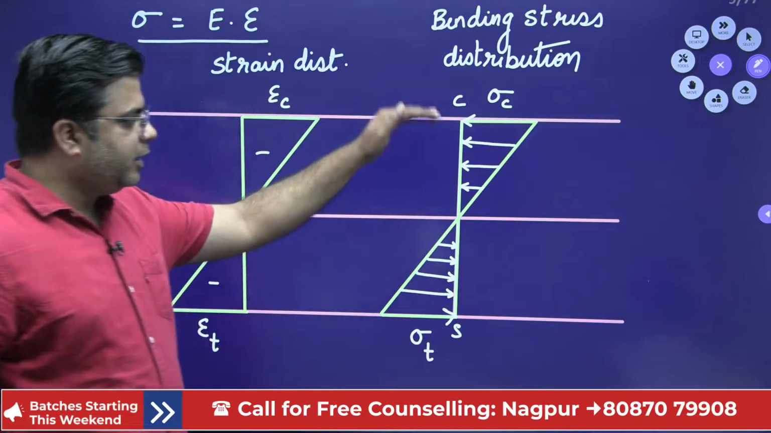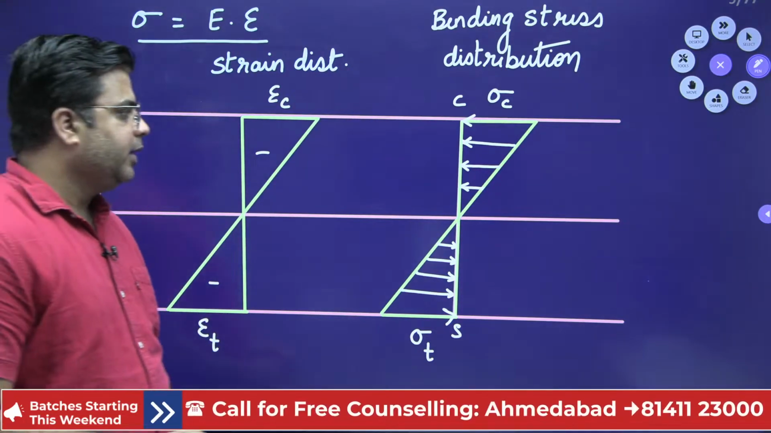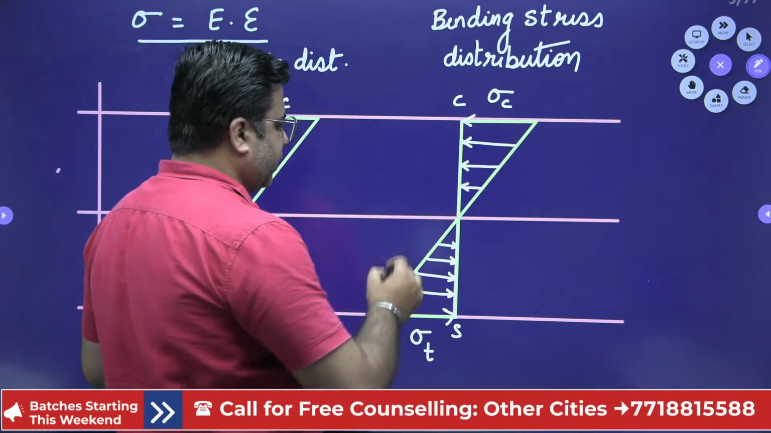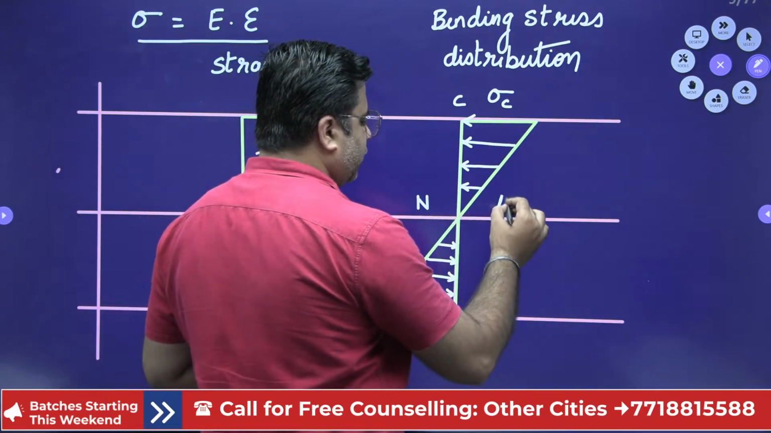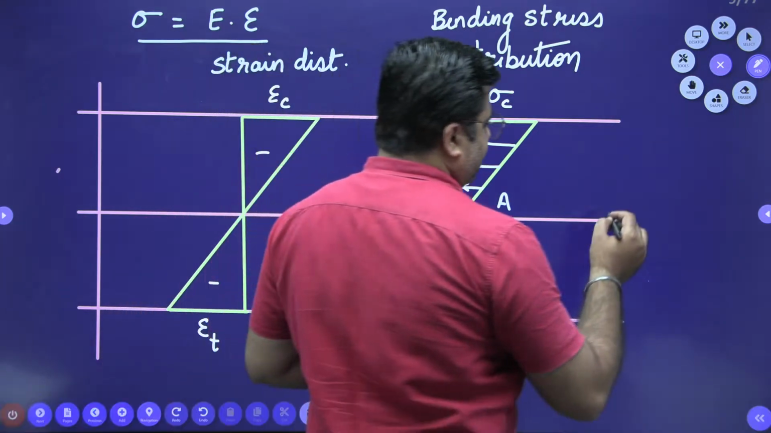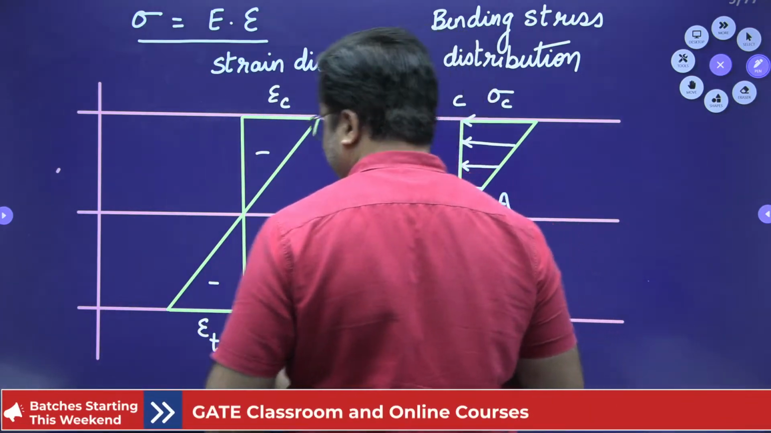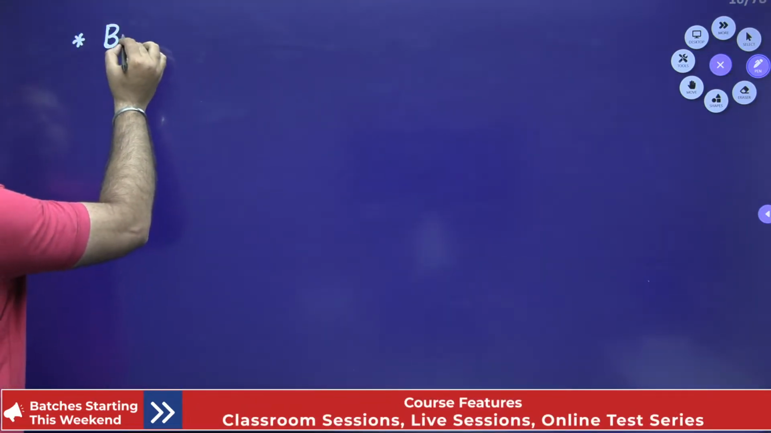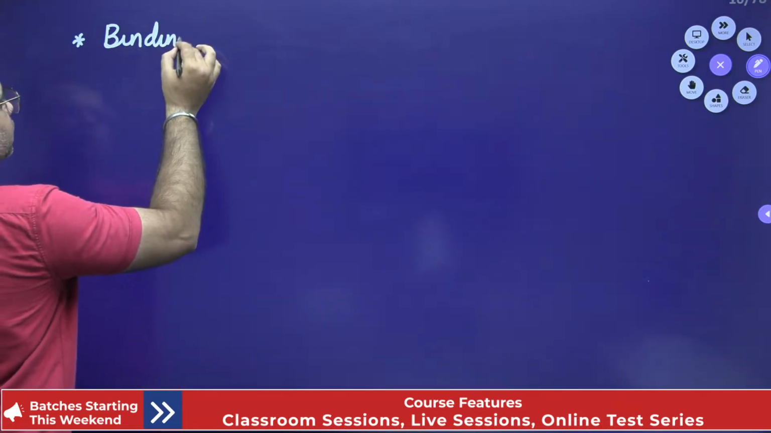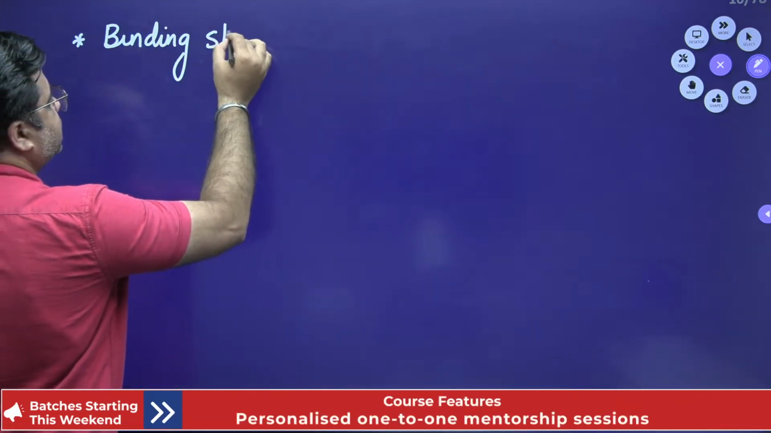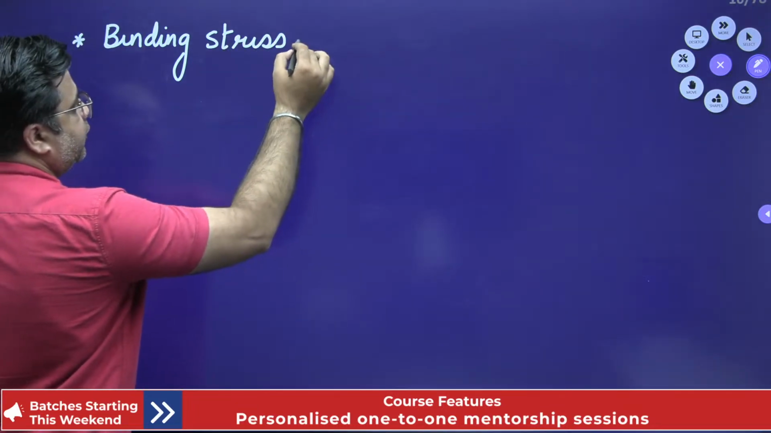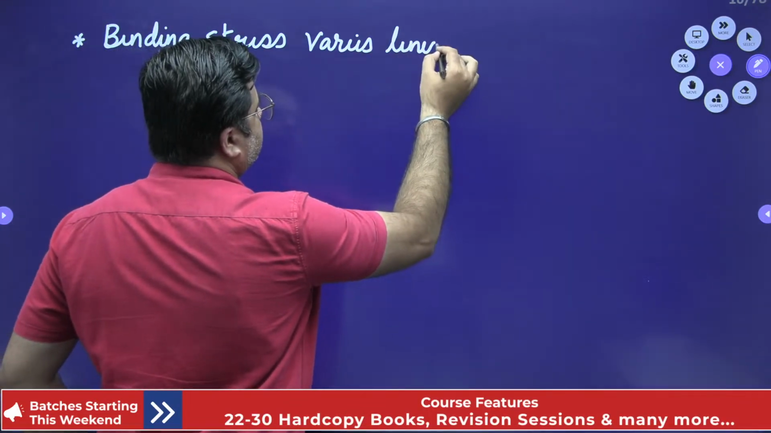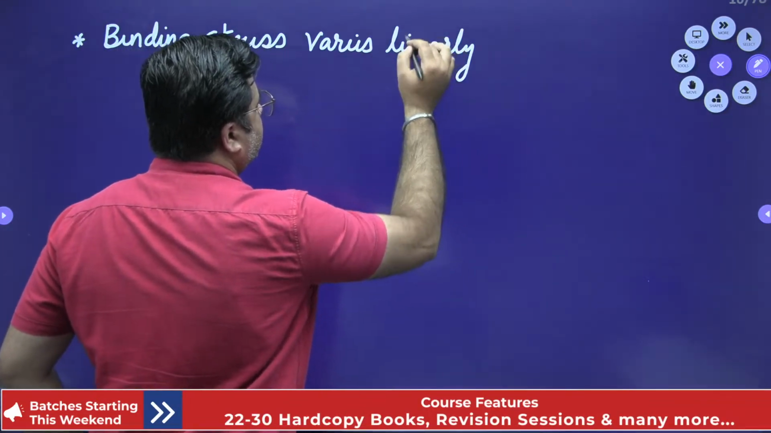This is your entire bending stress distribution for a beam, right? And this bending stress varies linearly from the top fiber to the bottom fiber. And at neutral axis, the value of stress is 0. So I'll write here, bending stress varies linearly along the depth.